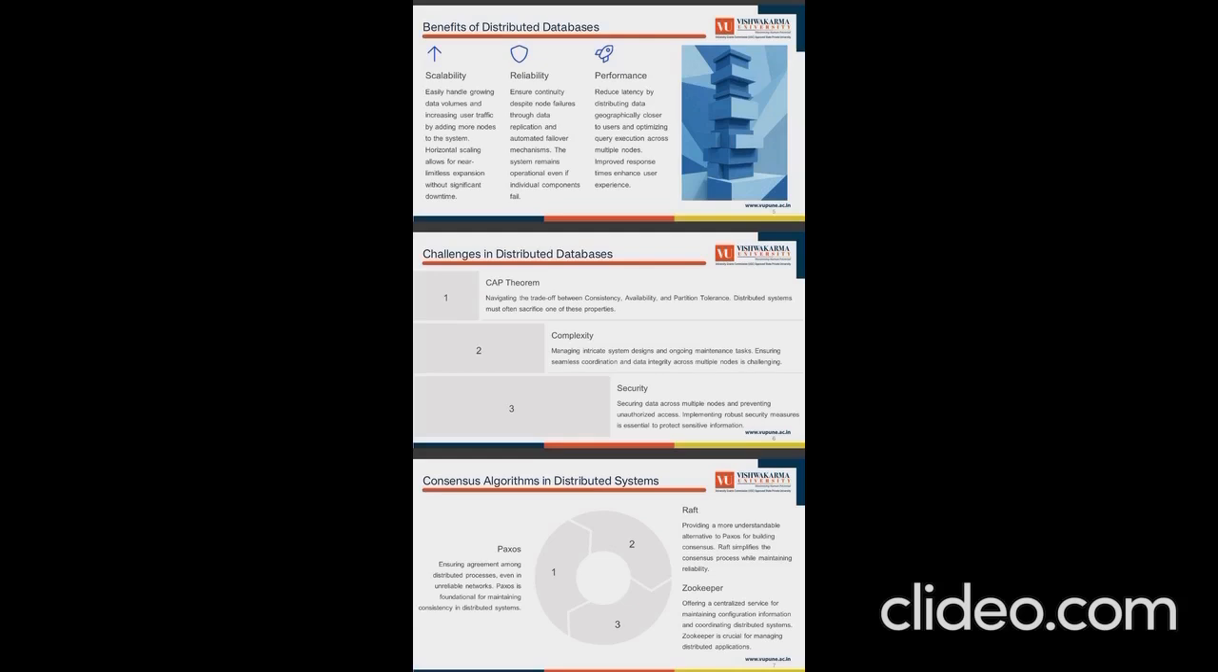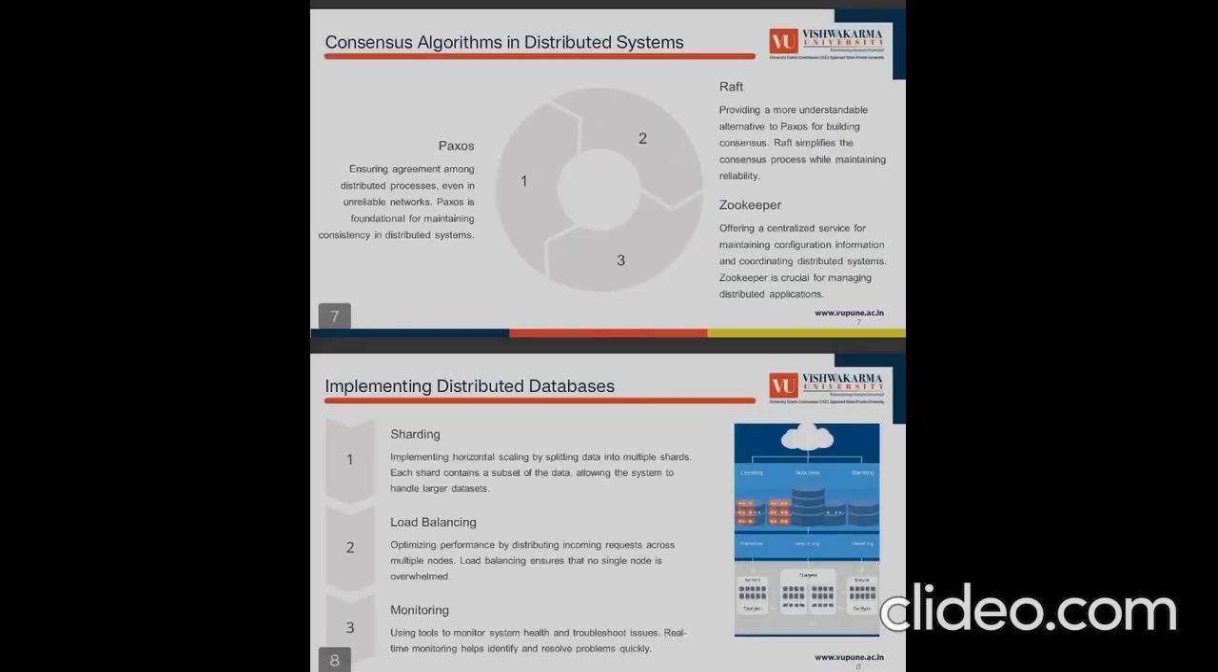Complexity. As shown on the slide, distributed systems are harder to build and manage. You need to handle things like how data is divided, how servers talk to each other, and what to do if one part of the system fails. It's much more complicated than using a single database. Security: with data spread out across different servers and locations, security becomes more difficult. As shown on the slide, we need to protect the data from hackers, make sure only the right people have access, and keep it safe while it's moving between servers.